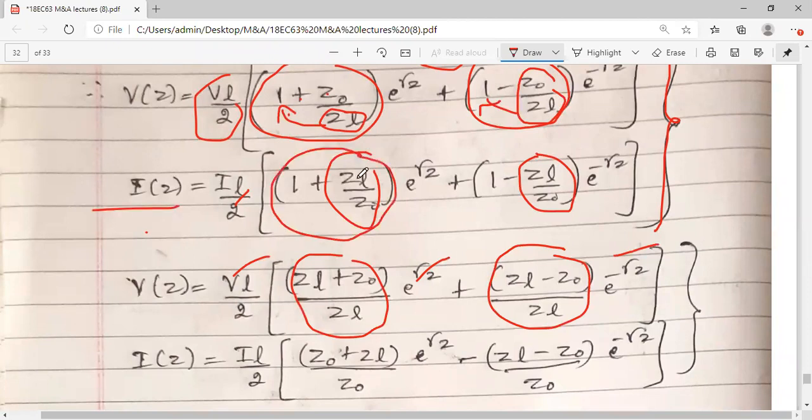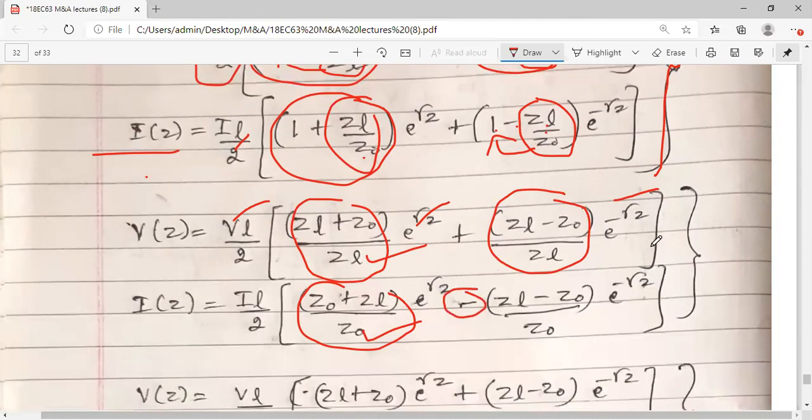If I take Z naught as the denominator LCM, ZL plus Z naught divided by Z naught, that is the difference. Here ZL will come, here Z naught will come. Here it is Z naught minus ZL. This is actually Z naught minus ZL. If I take minus common, I will put that minus outside, ZL minus Z naught. Okay, and remaining all terms same, exponential terms. And in the denominator I will have Z naught; here ZL is there, in voltage there is ZL, in current there is Z naught.